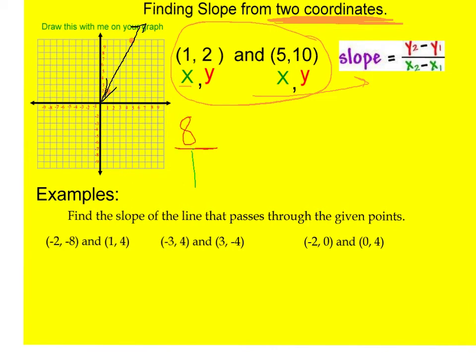And did you get 4 over? And both positive. This is a positive line, positive slope. Then 8 divided by 4 is 2. So the slope of this line is 2. I'm going to show you now how I can figure that out using these numbers.